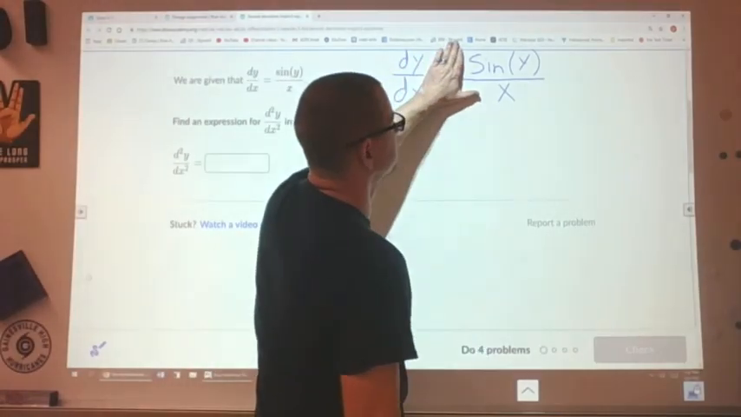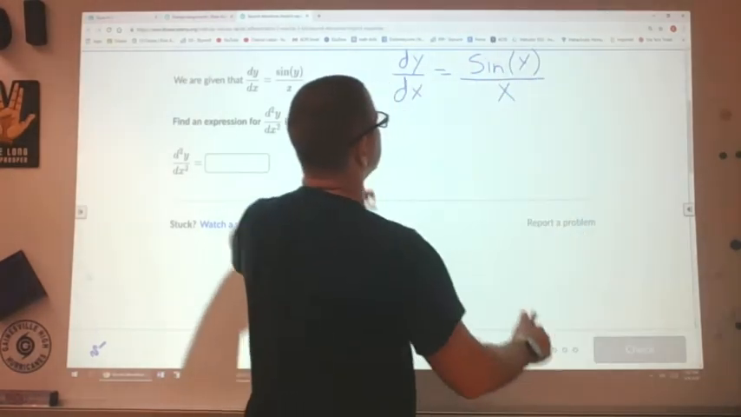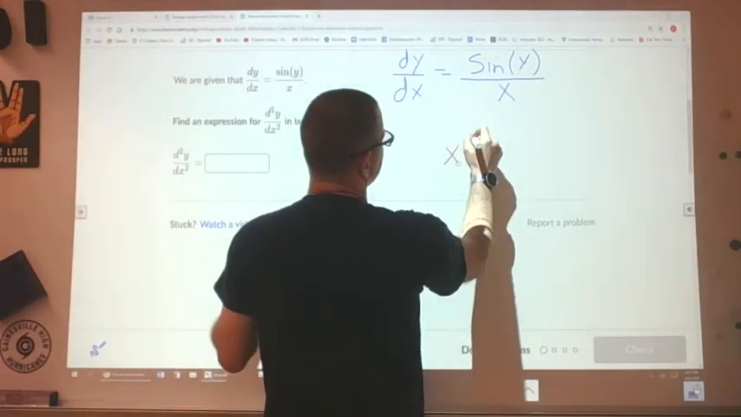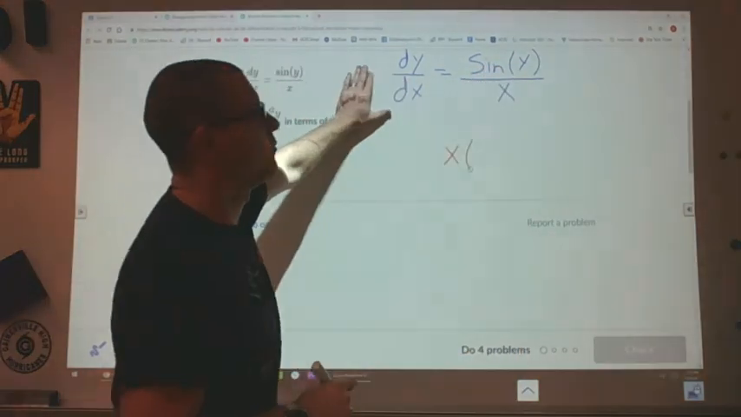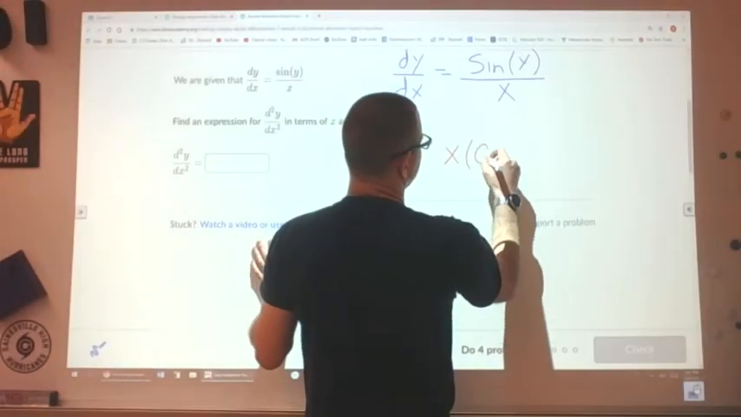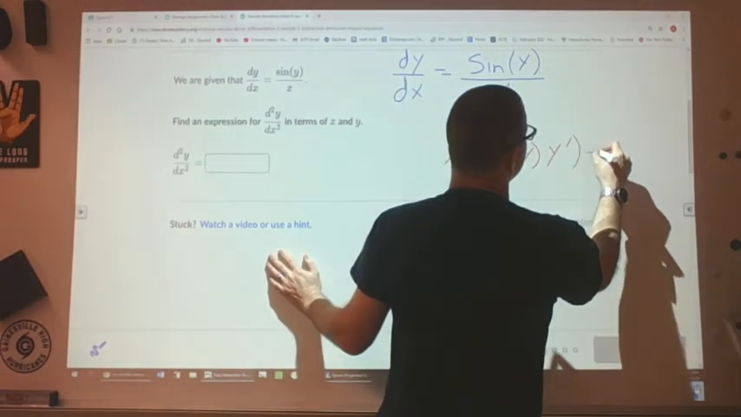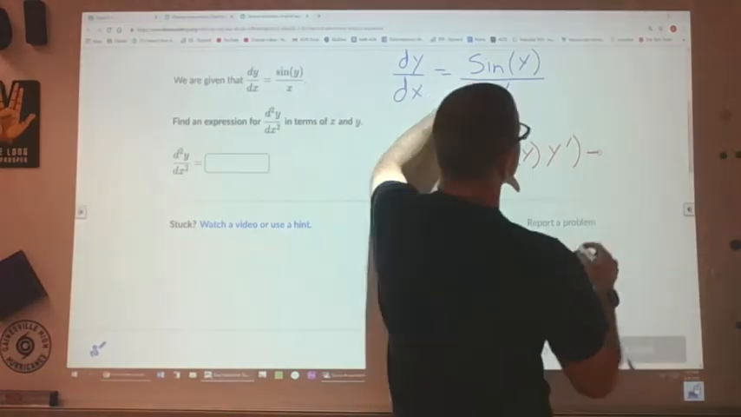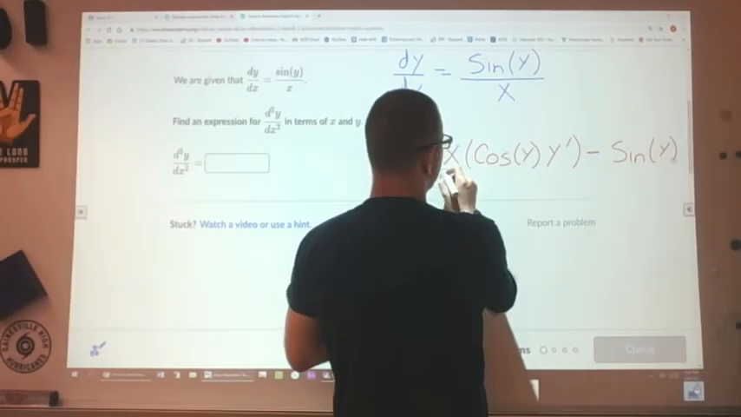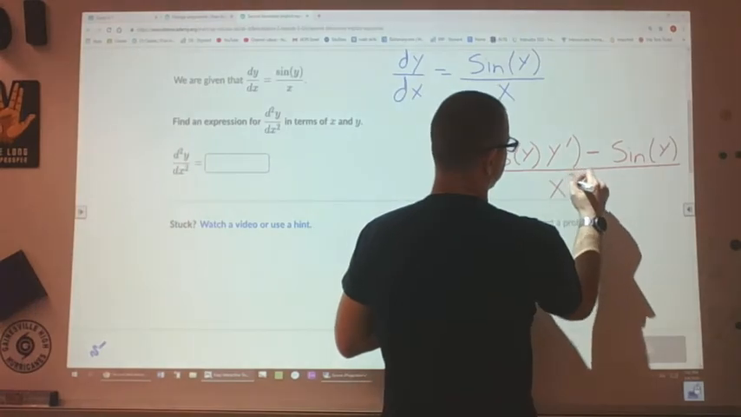This is going to be quotient rule, unfortunately. So low d high minus high d low over low squared. So we're going to go low d high, so x times the derivative of the sine of y. Derivative of sine is cosine. So we get cosine of y, y prime, minus high d low, which is just going to be the sine of y over low squared. So x squared.